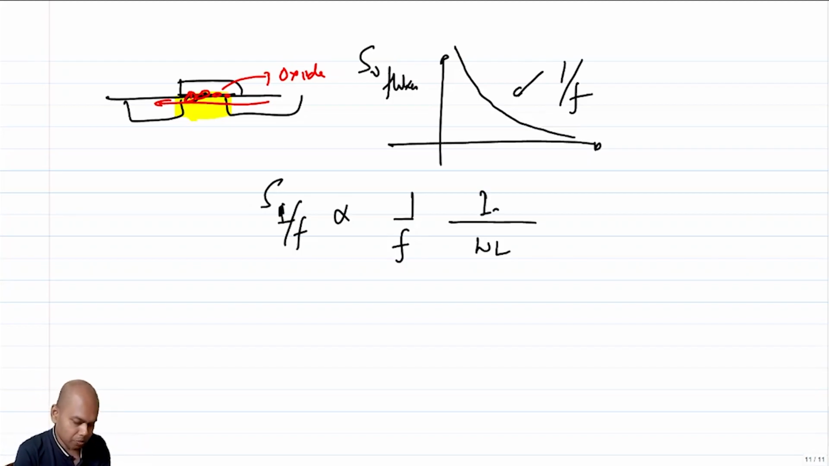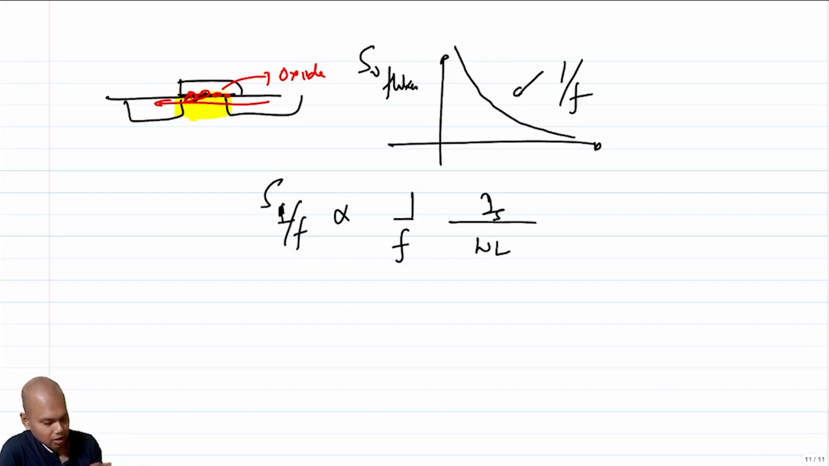But it is directly proportional to the current that flows through the devices, right? This is a DC current, a bias current. So it is directly proportional to the bias current that flows through, inversely proportional to f, and inversely proportional to the area of the device, W times L.